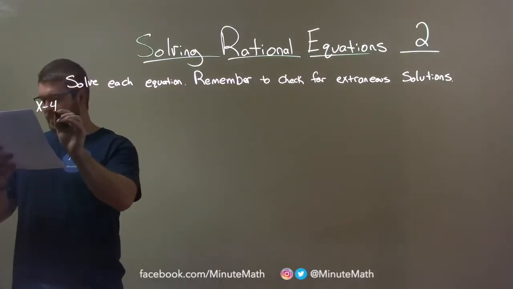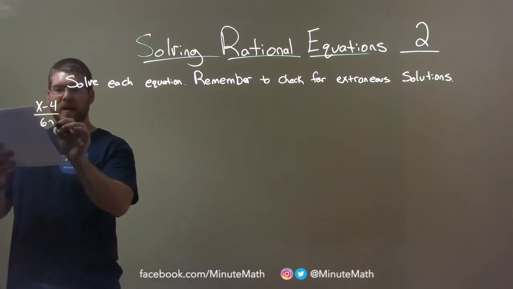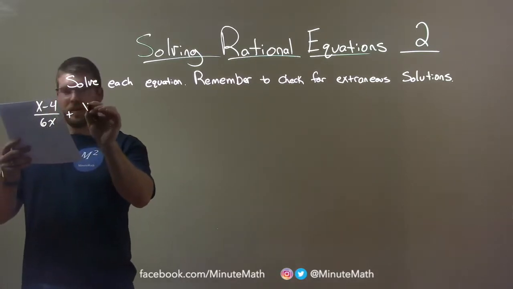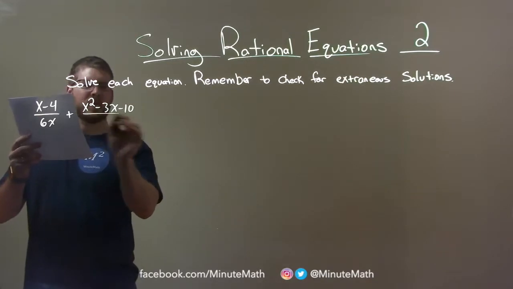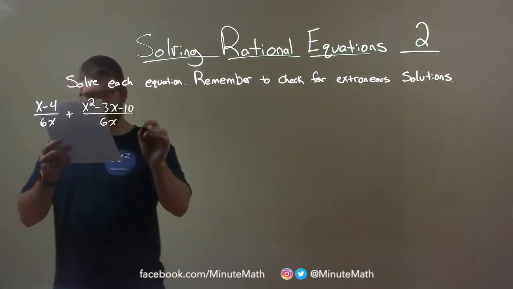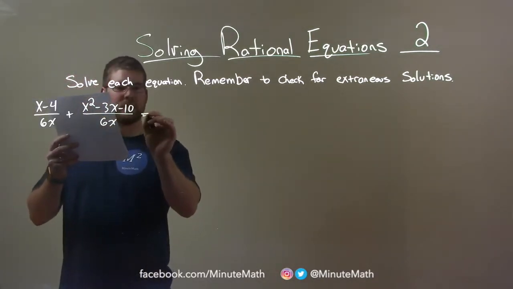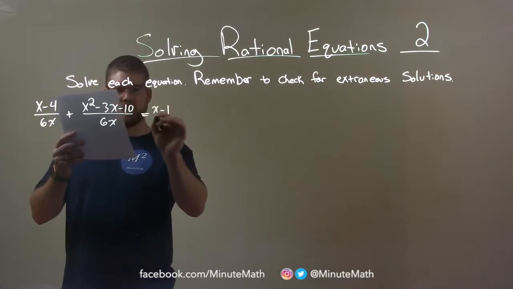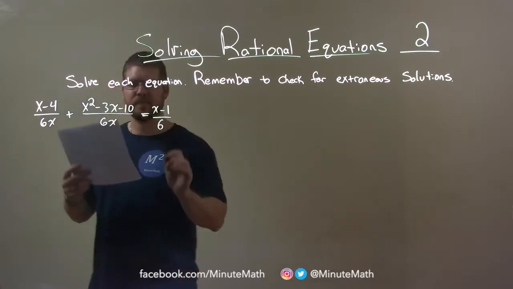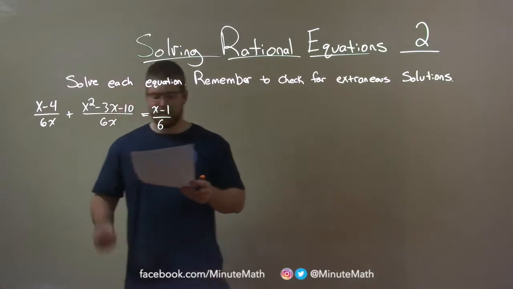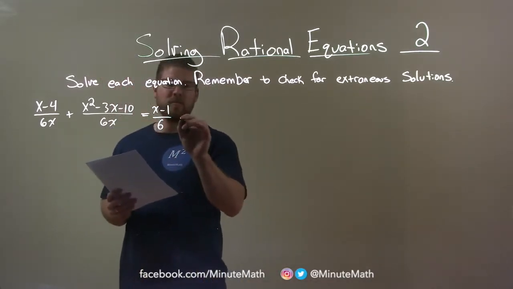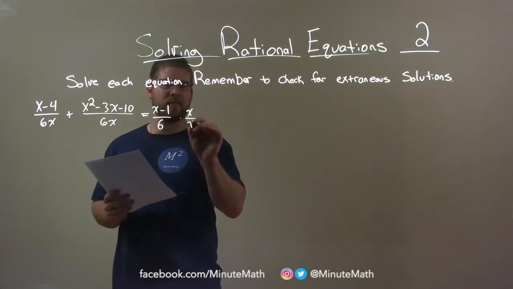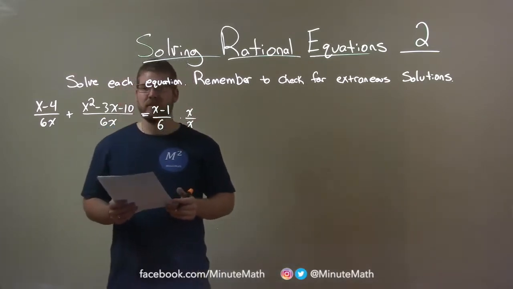X minus 4 over 6x plus x squared minus 3x minus 10 over 6x, and say that's equal to x minus 1 over 6. Well, I notice all of these have the same denominator except for the right. We just have a 6 here. So to fix that, we multiply that part by x over x. We should get a 6x in the denominator.